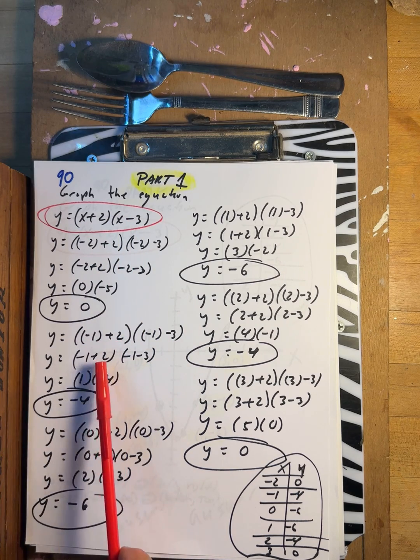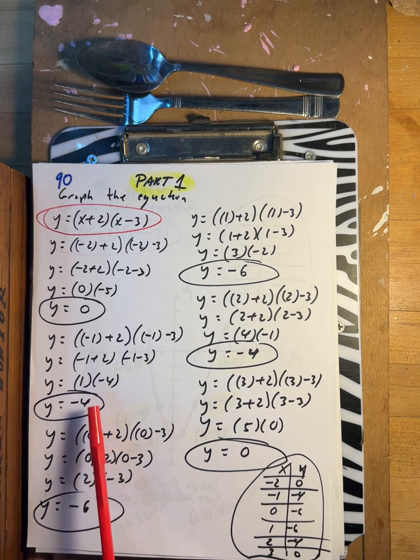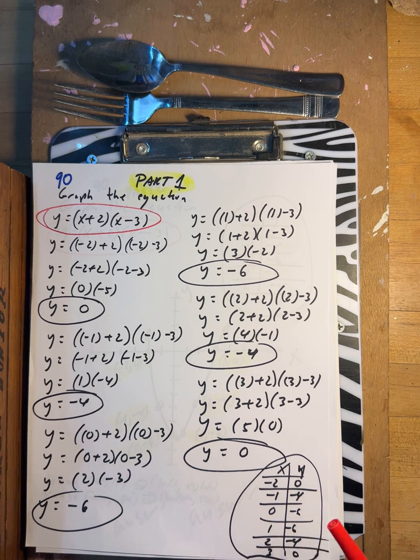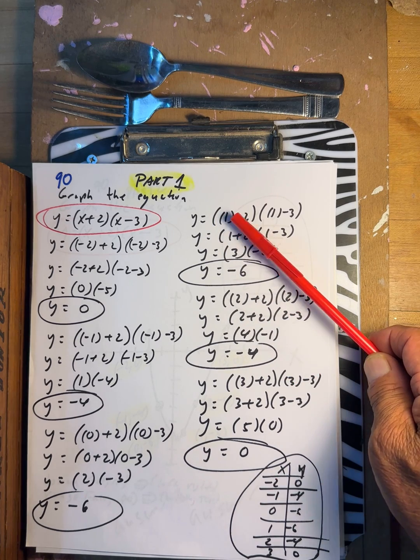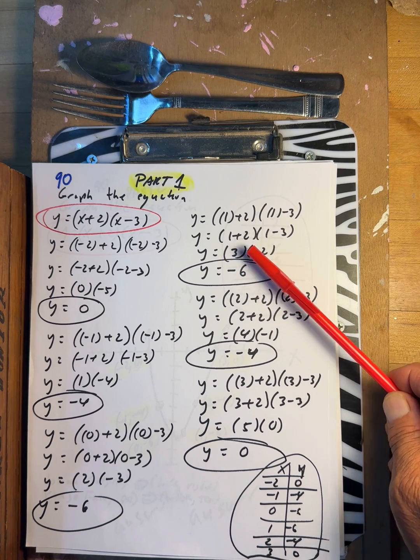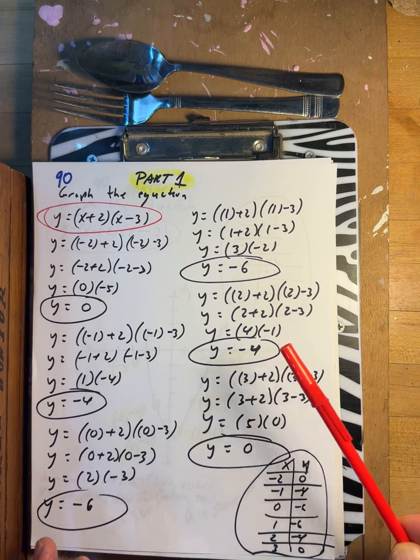So negative 1 plus 2 is going to be 1 times negative 4 is going to give you negative 4. So negative 1, negative 4. Next one, put a 0 in there. 0 plus 2, 0 minus 3. So it's going to be 0 plus 2 is 2, minus 3 is negative 3, positive 2 times negative 3 is going to be negative 6. So 0, you get negative 6. The next number, put a 1 in there. 1 plus 2 and 1 minus 3. So 1 plus 2 is 3. 1 minus 3 is negative 2. That times that is a negative 6. So 1, negative 6.